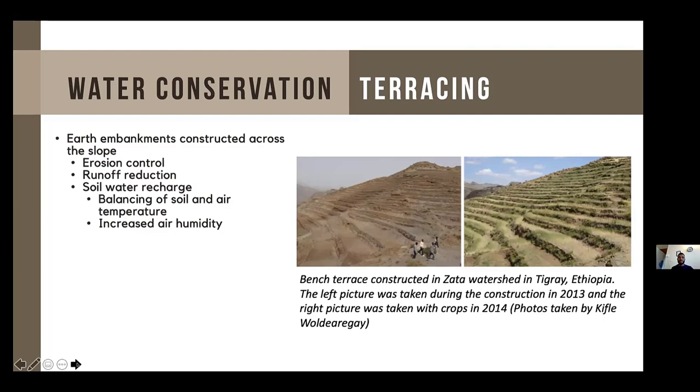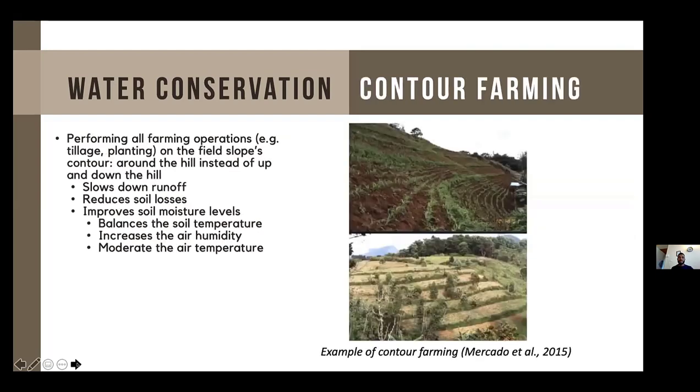And talking about slopes, one practice that we'll talk about is contour farming. Contour farming is the practice of all farming operations performed along the field's slope contour. So that means around the hill instead of up and down the hill. Now, this is something that ever since secondary school, at least for me, they've always told us you have to go along the hill and not up and down.